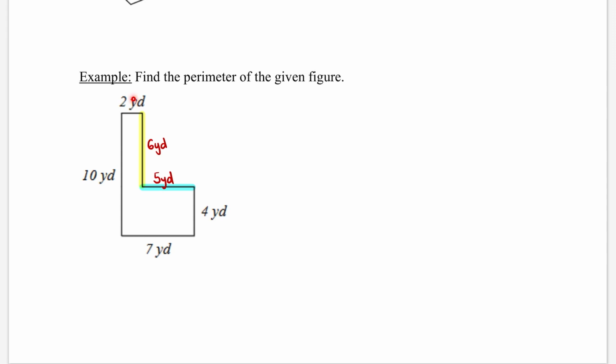Right, so now I take 2 yards plus 6 yards plus 5 yards plus 4 yards plus 7 yards plus 10 yards. I'll get my perimeter. And that is 34 yards.